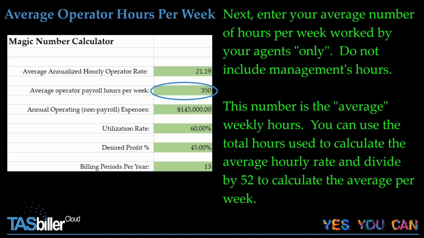The average number of hours per week, that should be a pretty easy one for most of us. How many hours of agent time you're scheduling, not managers, just agents.